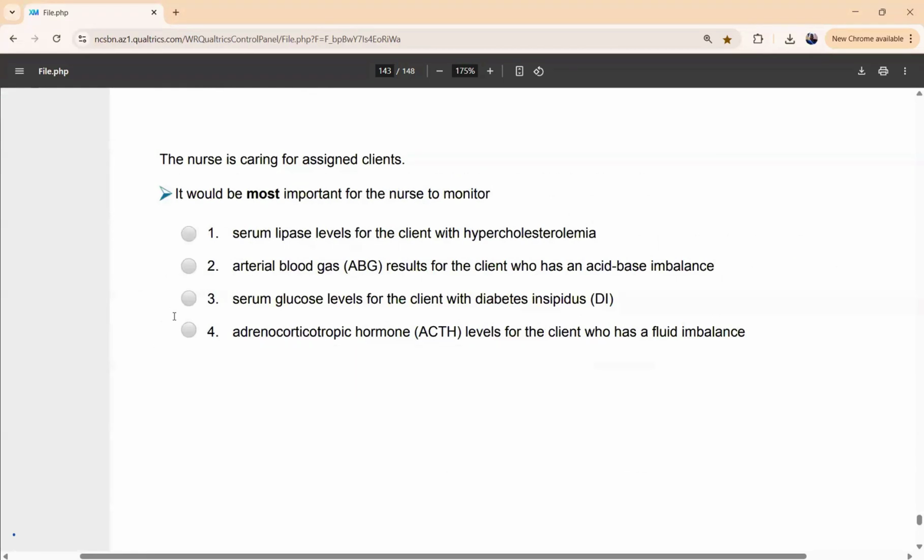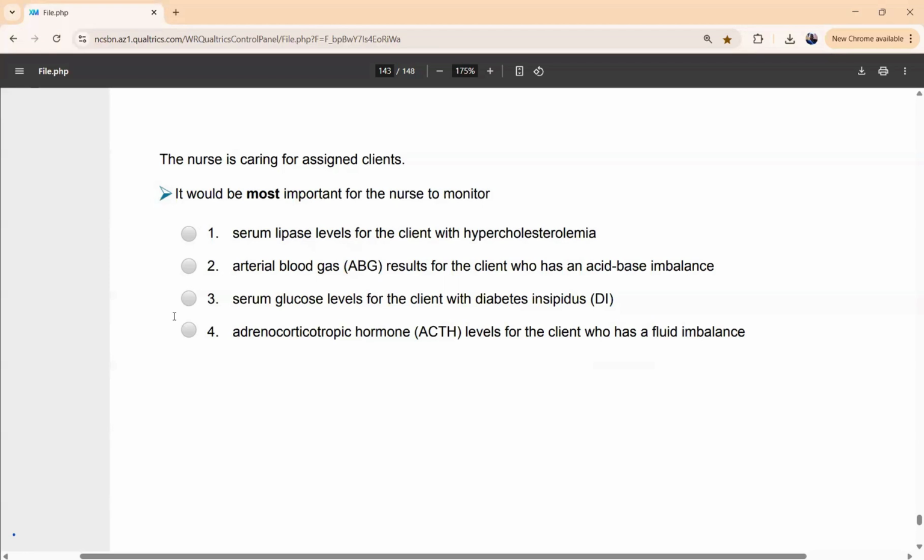All right, this was a little bit challenging, but let me give you my thoughts on how I worked on it. The problem: a nurse is caring for assigned clients. We have these 4 clients that the nurse is taking care of. It will be most important for the nurse to monitor which result? The one that's abnormal is the most important thing for the nurse to monitor.